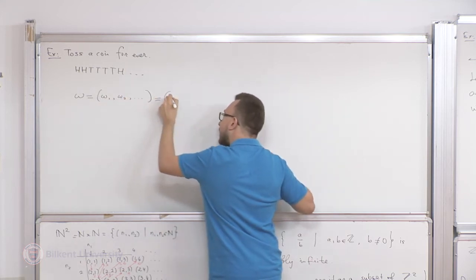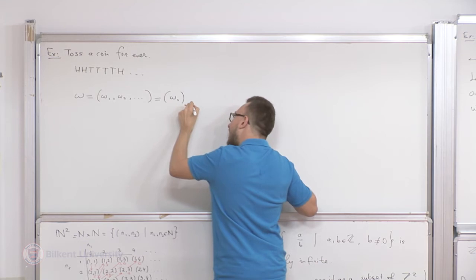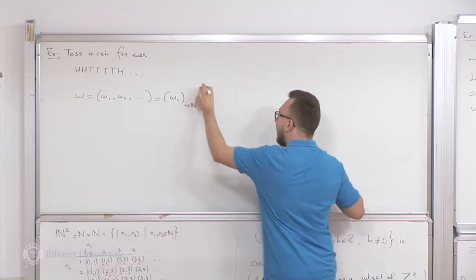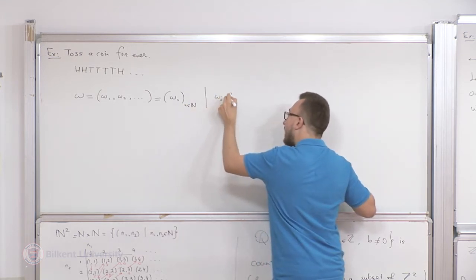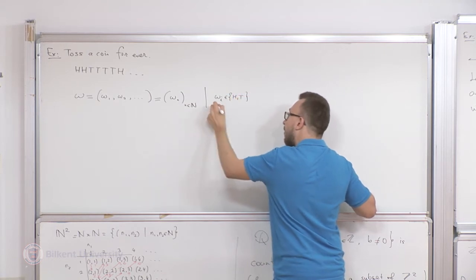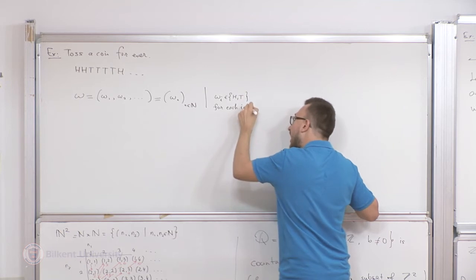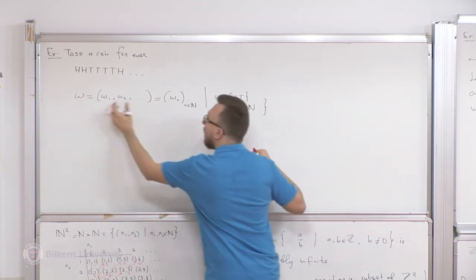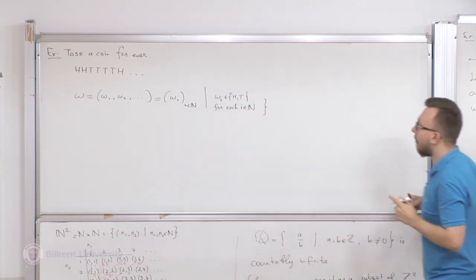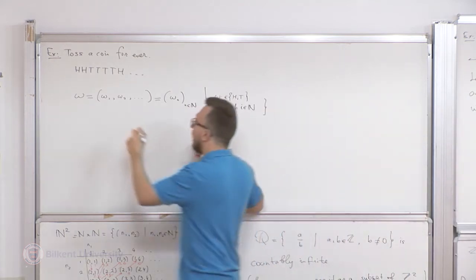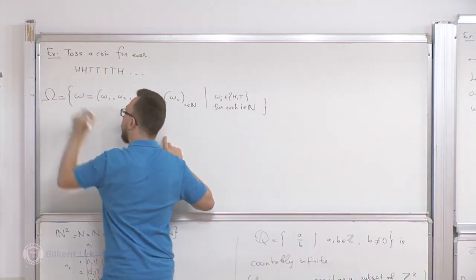You can also write it as omega n indexed by n, right? Where each omega i is, again, either heads or tails. For each i in the natural numbers, because I have 1, 2, 3, 4, my indices. So this is my sample space.